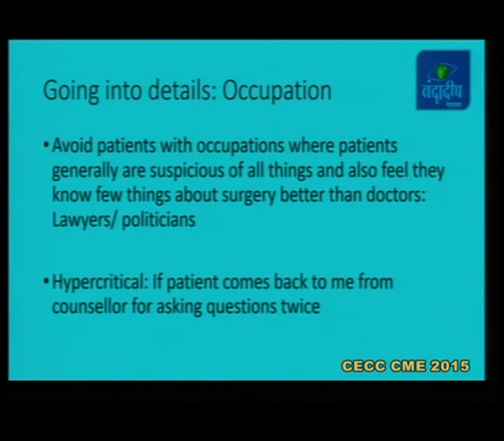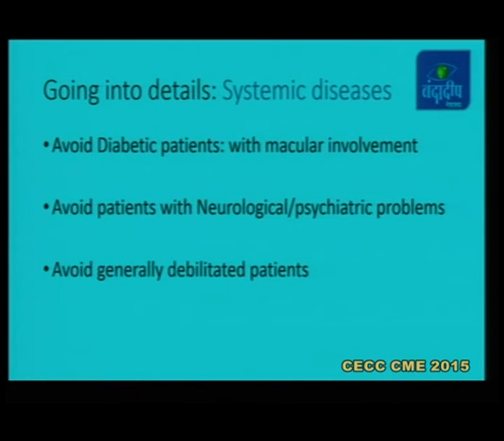Also the hypercritical patient: my general idea of a hypercritical patient is that once he comes back from the counselor and asks me the same question twice, I generally start avoiding this patient. I tell them, I think monofocal is a better choice for you. Going into details of systemic disease, the most common patients we see are diabetic patients, and unless the patient's macula is affected, I would go for a multifocal IOL. Avoid patients with neurological and psychiatric problems, because I have seen that they have problems with neuroadaptation, even if they have good fields. Avoid generally debilitated patients because this is not really required for them.